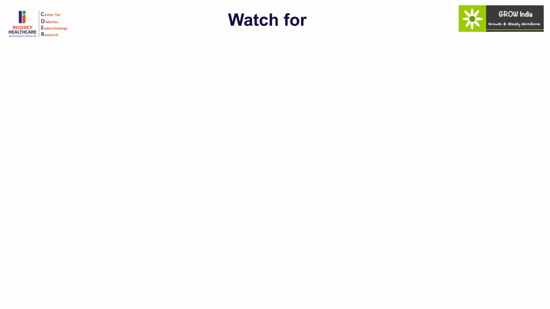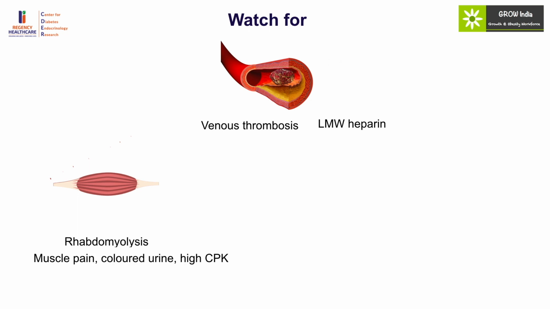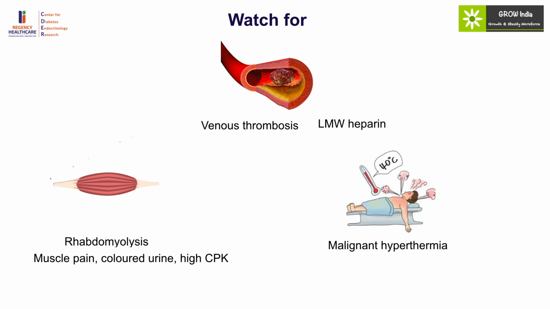We should always be wary of complications of HHS, particularly venous thrombosis, and there could be consideration in a high-risk setting to start low molecular weight heparin; rhabdomyolysis, which is characterized by muscle pain, colored urine and high CPK; and malignant hyperthermia, which is unusual but can present with high fever and high CPK level.